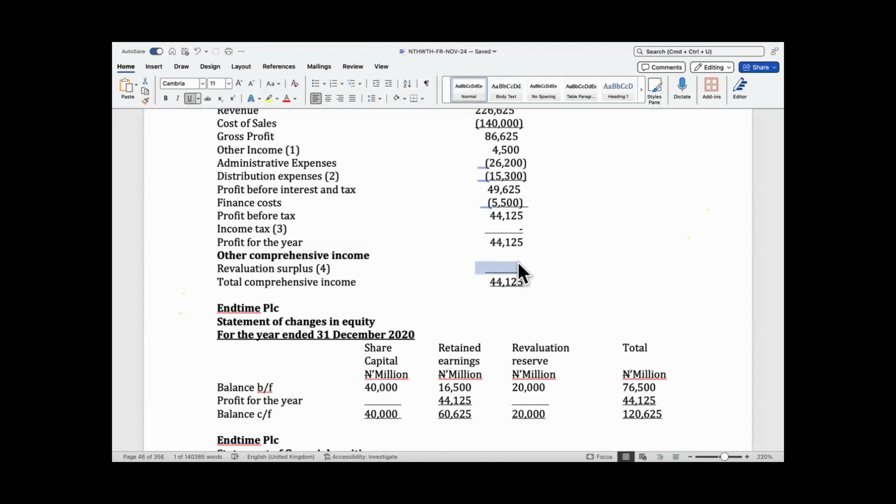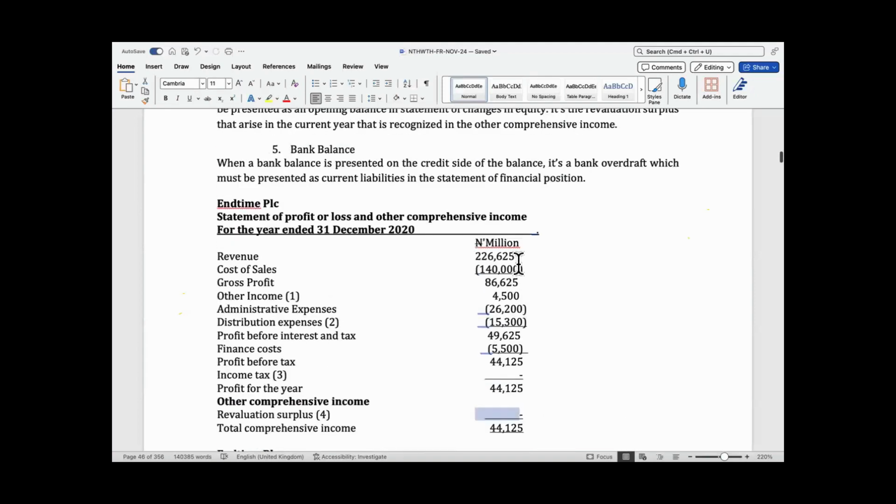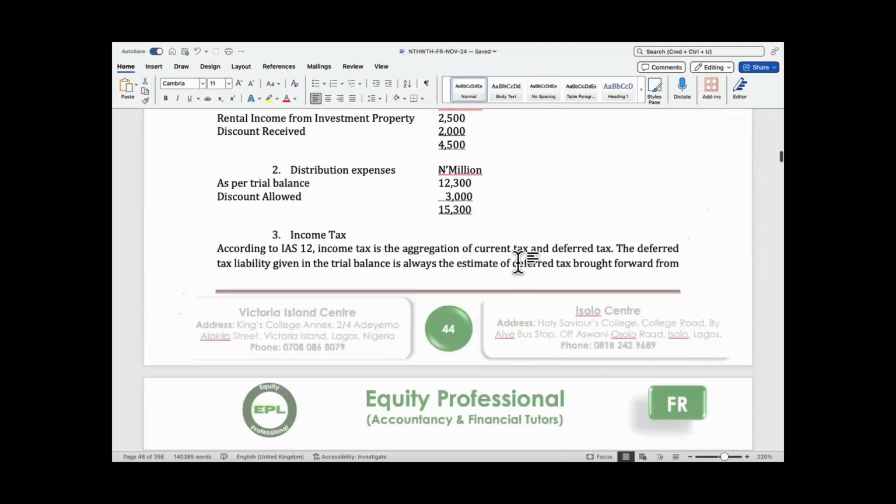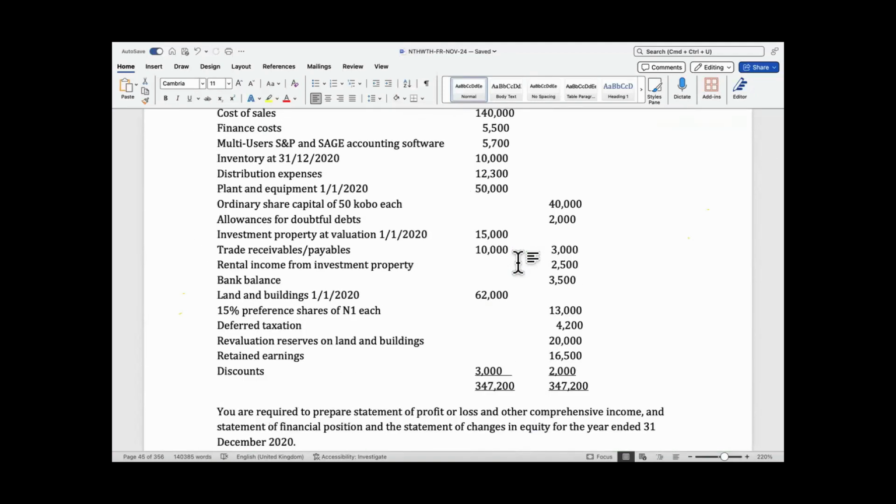The revaluation surplus that you find in the trial balance is a reserve from the previous year. Remember I told you that any item of OCI goes to equity. So they become reserve. So the one you find in the trial balance is a reserve from the previous year. It's not relating to this year. What goes to your OCI is the revaluation surplus that occurred this year.